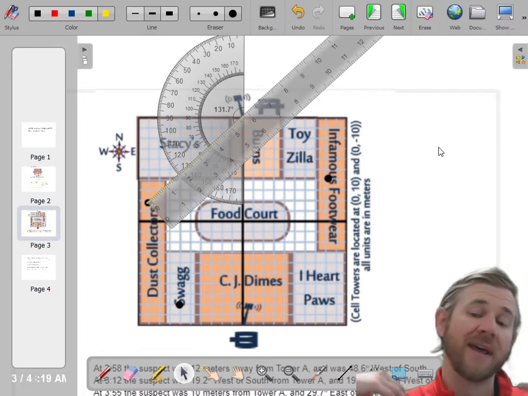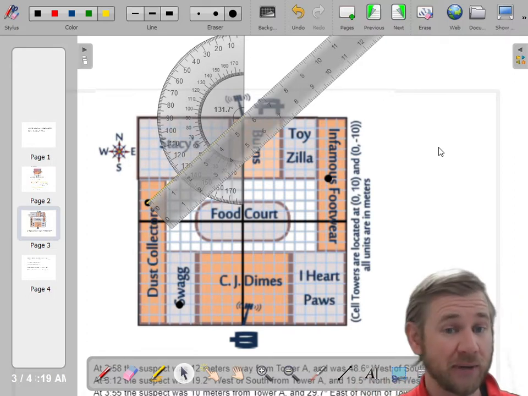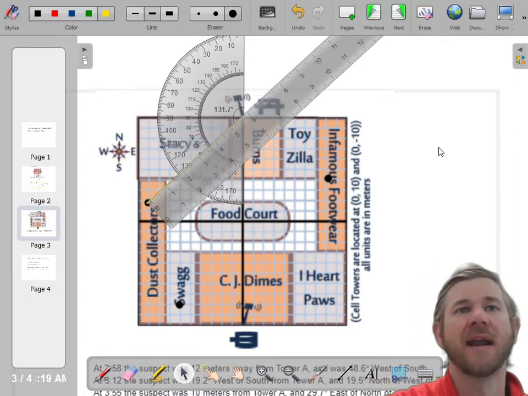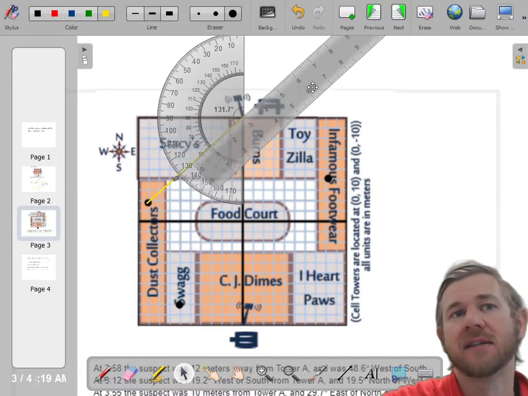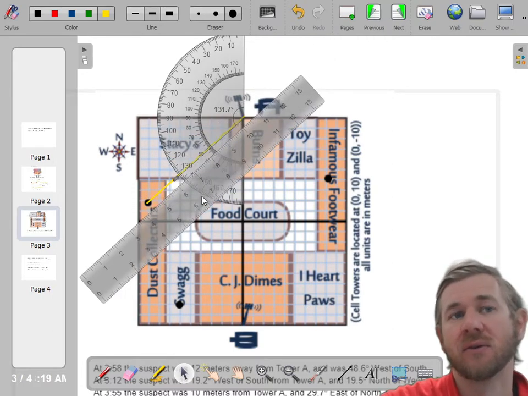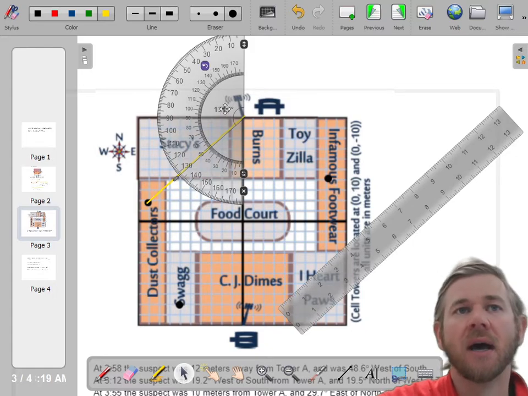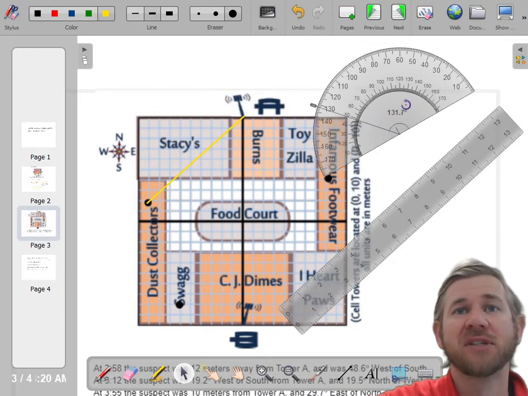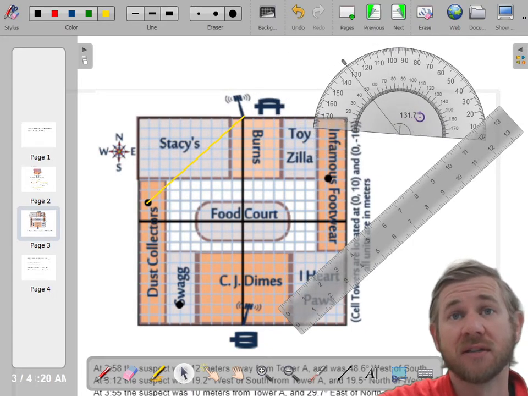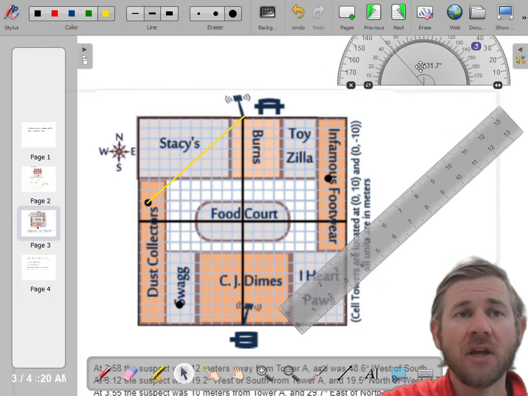Now, if you don't have that dot there, this can be a little bit trickier, and you're going to have to actually measure that out, because otherwise you don't know if you're in maybe dust collectors, or if it was shorter, you might be in Stacy's, or off the page wouldn't be good. You do have to be careful with this. You have to be precise, because it's going to ask you what location things are in. So there's the first thing.